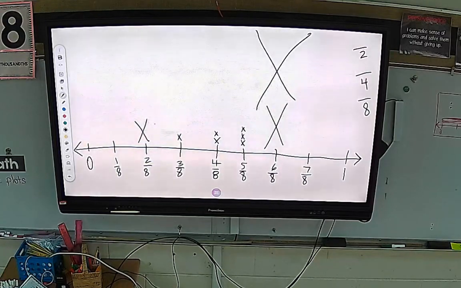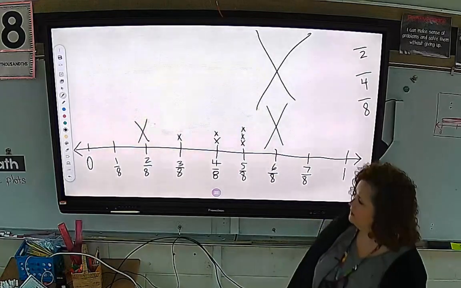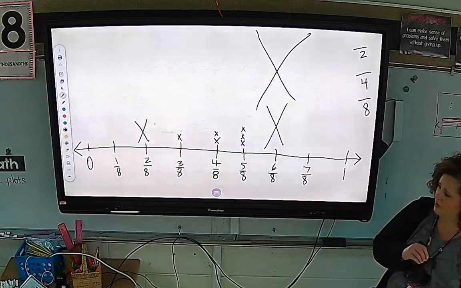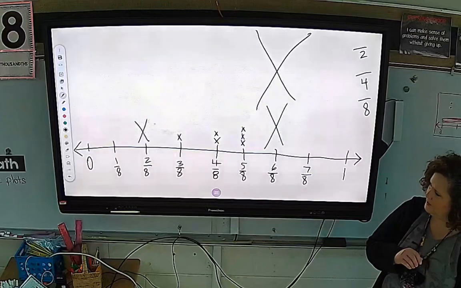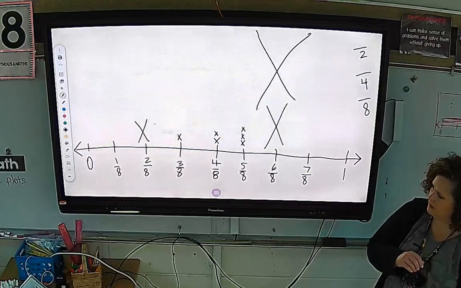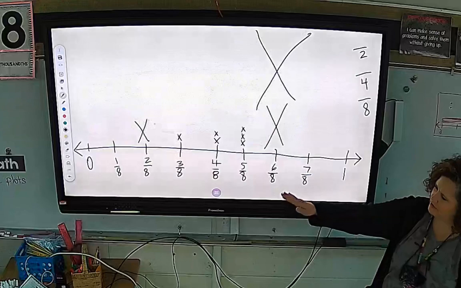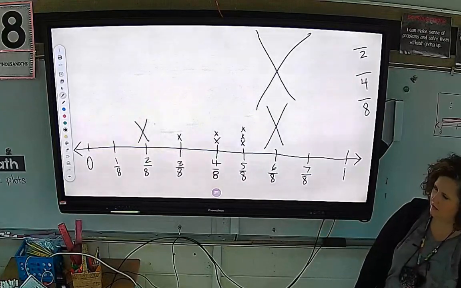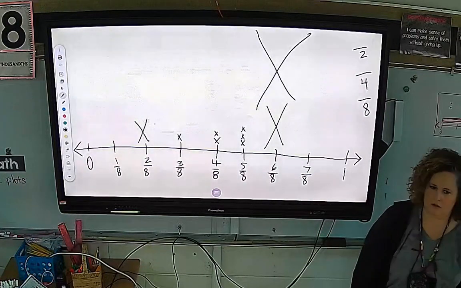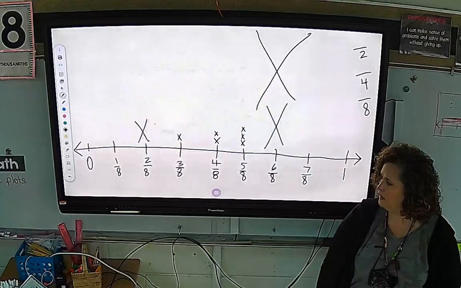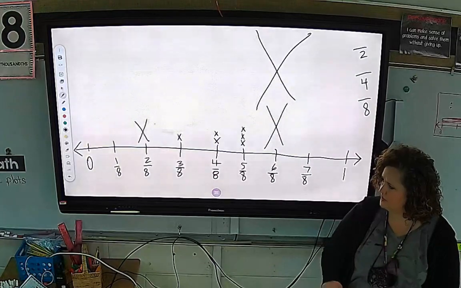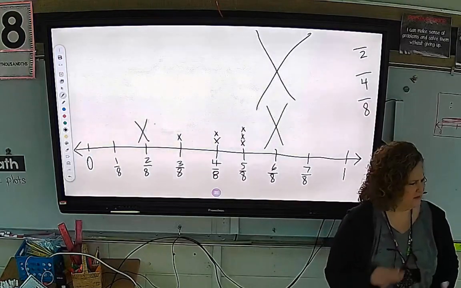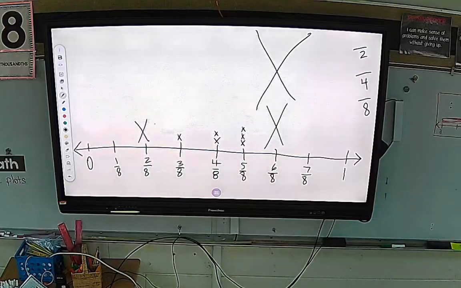Go on up and put an X where your fraction is. Don't need it to be real big, but I don't need it to be microscopically small either. That's too small, isn't it? Yeah, make it just a little bit bigger than that. I can barely see that. All right, Bailey's got a good size, okay? Okay, those are close. You're not going to be perfectly, you know, 100% even, but we're close.